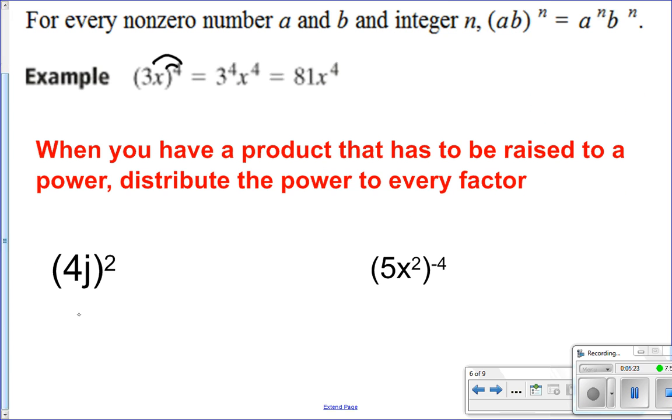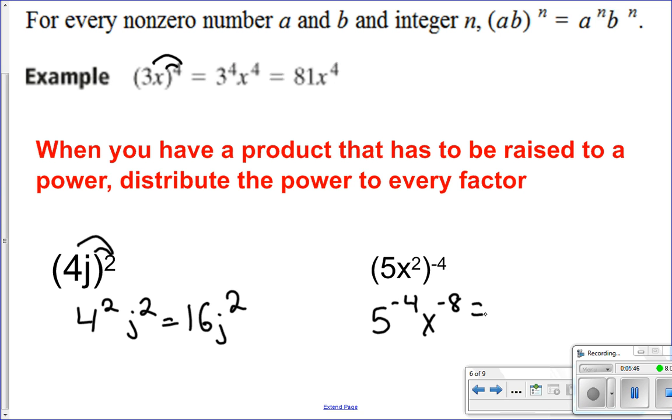So over here, I'm going to get 4 squared, j squared. And 4 squared is 16. Remember, you're distributing that exponent, and you get 16j squared. Over here, I have 5 to the negative 4th times x to the negative 8th. And since both of those are negative exponents, it's 1 over 5 to the 4th, x to the 8th. And then when we simplify it, I get 1 over 625x to the 8th power.